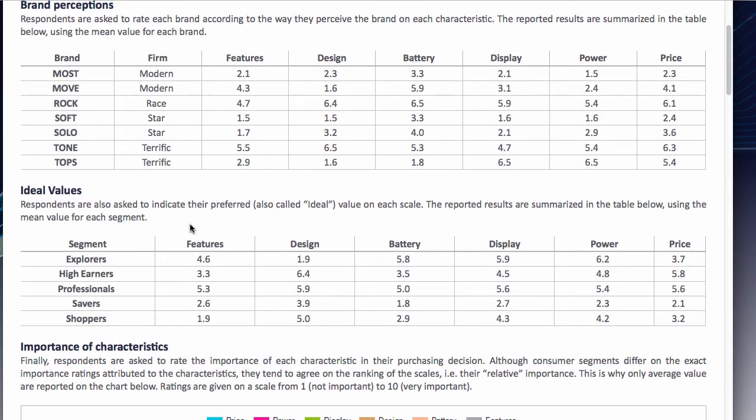So first thing to do is write down the ideal values of the target segment in hand. So professionals here, display 5.6, and you can see here tone is 4.7, so we have some work to do there. Our price for tone is 6.3, and professionals are around 5.6. So we'll do advertising on both of those dimensions, and I'll show you how to do that now.